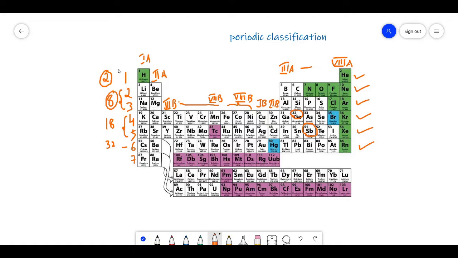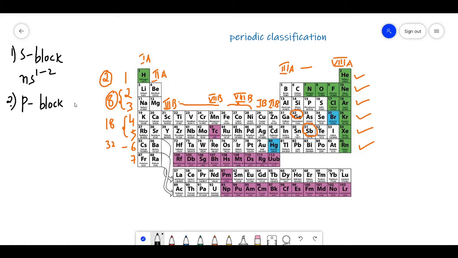Next, the periodic table is classified into four types based on their blocks. That is, they are classified into S blocks. In this, the differentiating electron enters the S orbital, and here you have to remember the general electronic configuration is ns1-2. So 1A and 2A come in the S block. The second one is where the differentiating electron enters the p orbital. Then they are called p block elements.